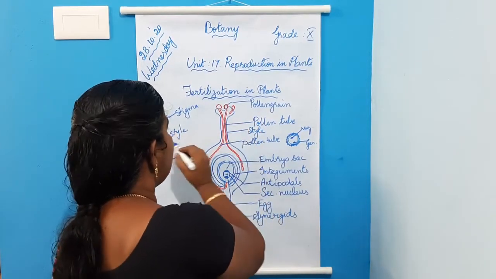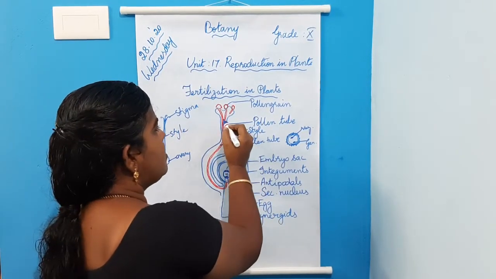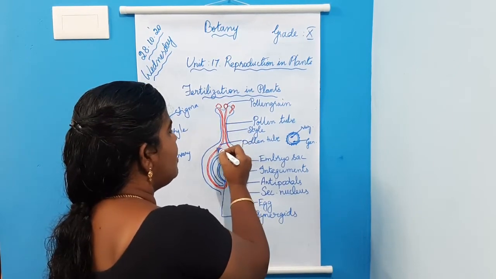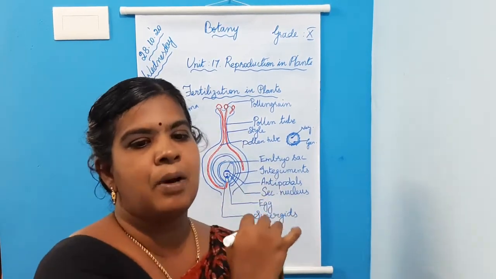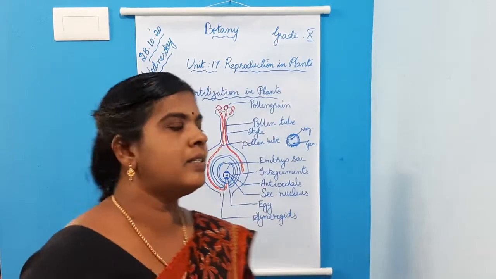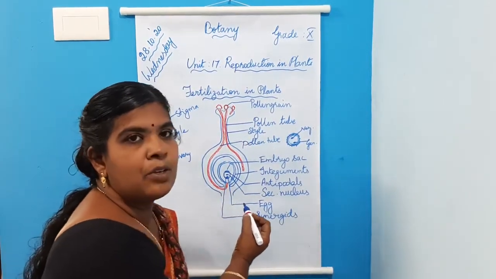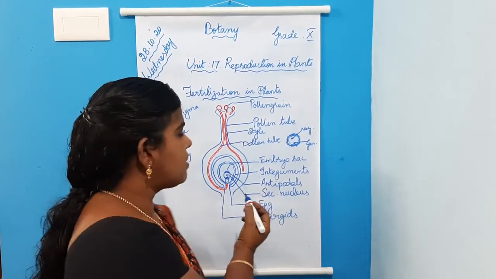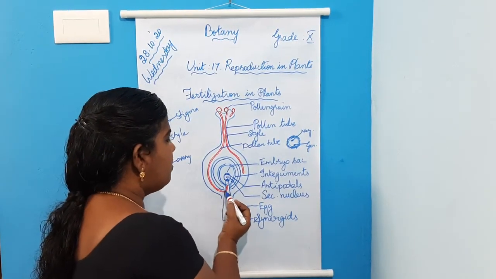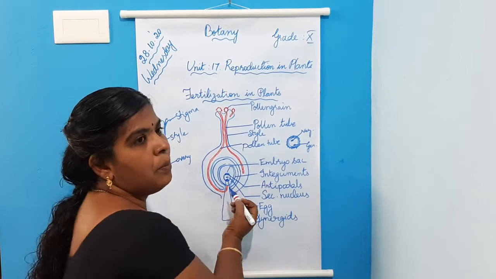This is the style, isn't it? This region, this is the style. So the pollen tube grows through the tissues of the style and stigma and finally reaches the ovule through the micropyle. You all know what is the micropyle, isn't it? The opening of an ovule is called what? Micropyle. Now the pollen tube reaches the micropyle.